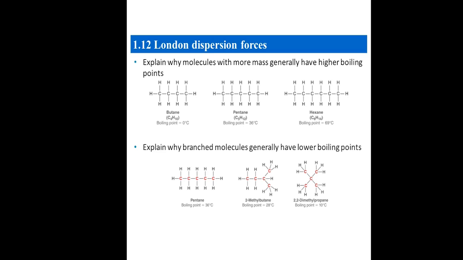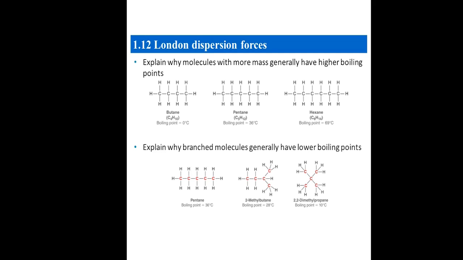As you add more carbon to the molecule, the higher the surface area would be for interaction, so the stronger the London dispersion force will get. Therefore, it's harder to break the interaction, and as a result, we are going to have higher boiling point.